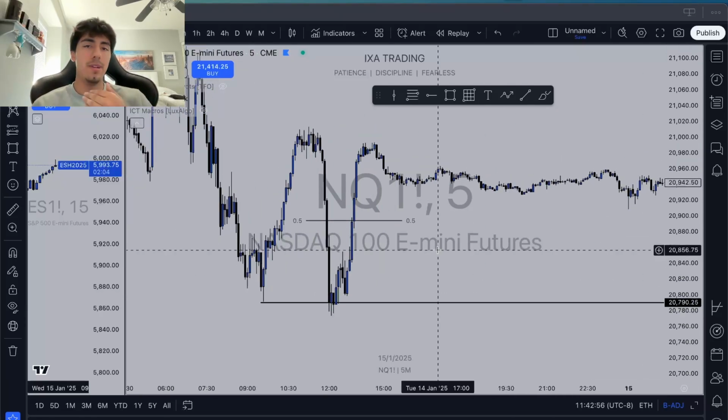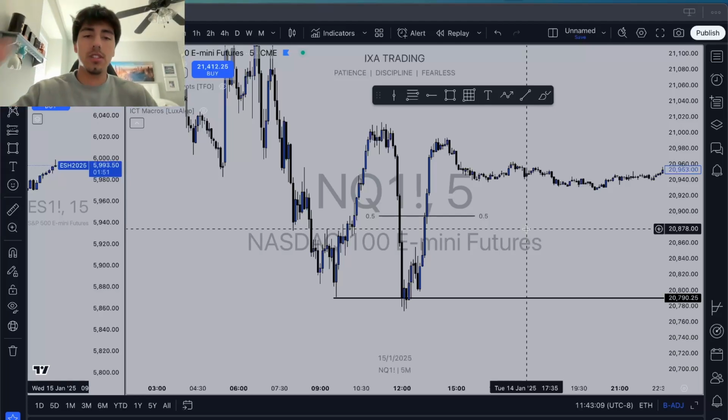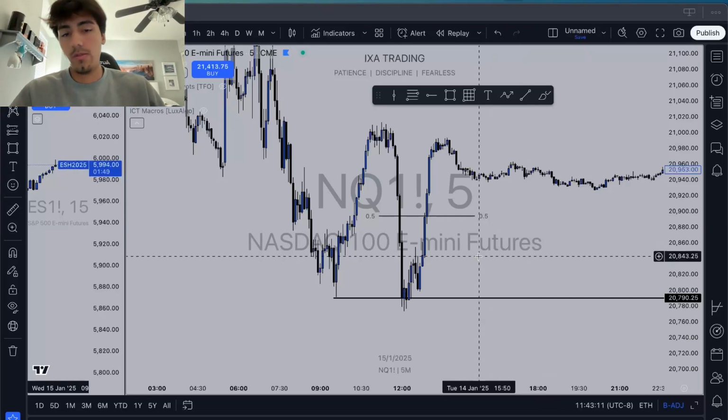So trust me, it saved me a lot of losses that I should not have had, because I didn't wait for a closure. I would just enter, I would put a limit order in a fair value gap, and then I would just get stopped out. So just wait for closures. Honestly, it's like the best thing ever. I don't know why people don't do it more.